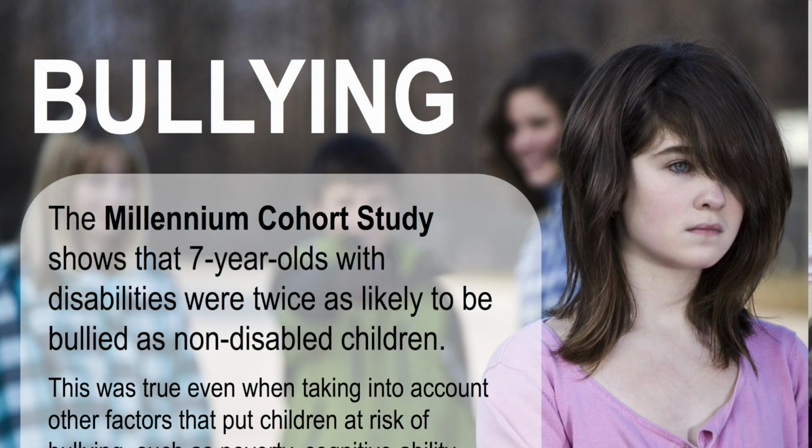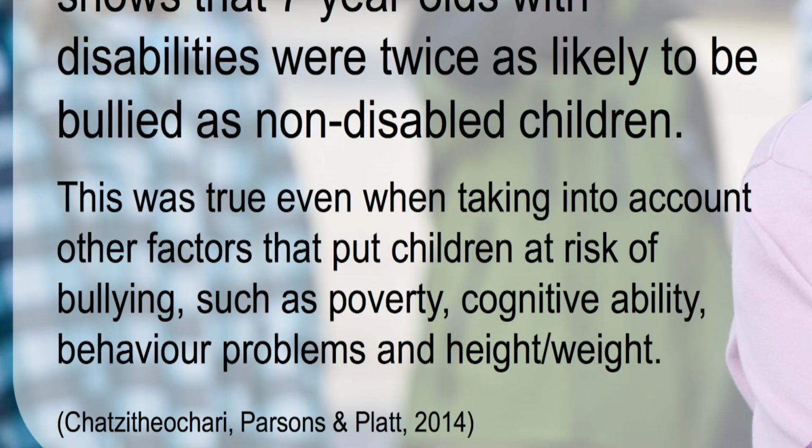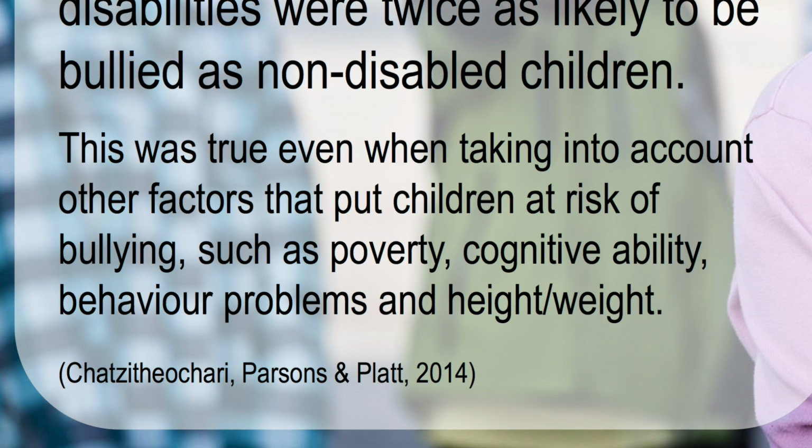So on to some more recent findings. This is from the Millennium Cohort study, and shows here that when children were 7, children with disabilities were twice as likely to be bullied as their non-disabled counterparts. And this was true even when we took into account a wide range of other factors that have also been linked to bullying, such as poverty in the home or their own cognitive ability, any behavioural problems they might have, and height and weight, so if they were overweight or obese. So yeah, it's a very sad finding.